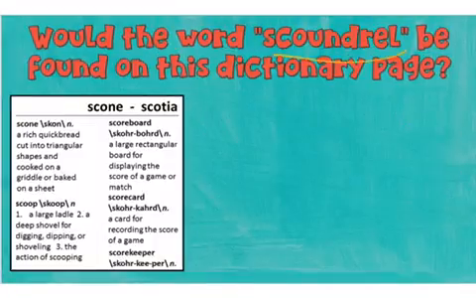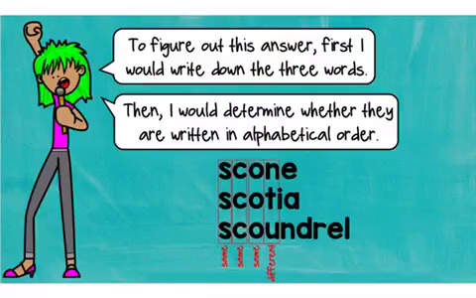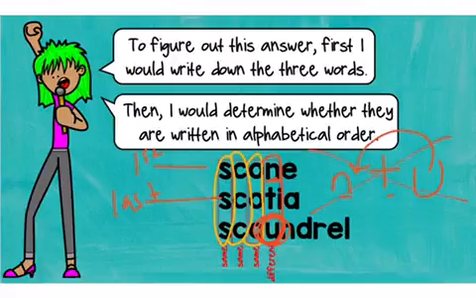How about the word scoundrel? Would this be found on this dictionary page? Again, I'm going to write these words, and I'm going to find if they're written in alphabetical order. My S's are the same, my C's are the same, my O's are the same. So here's the column I'm looking at. I have an N and a T and a U. If this one is my first on the page, and this one is my last on the page, would the U come between the N and the T? No, it does not.